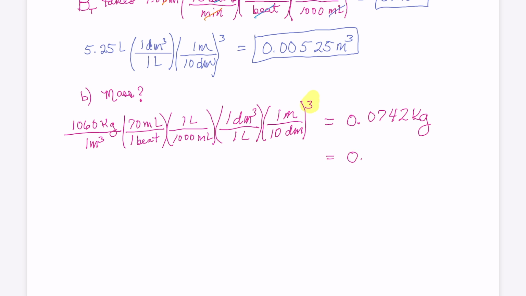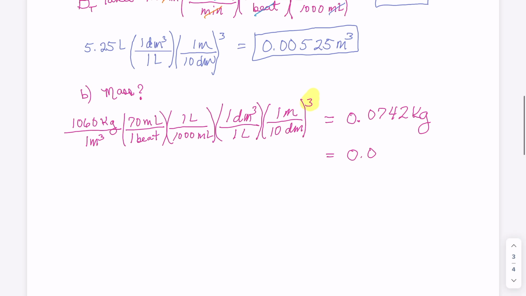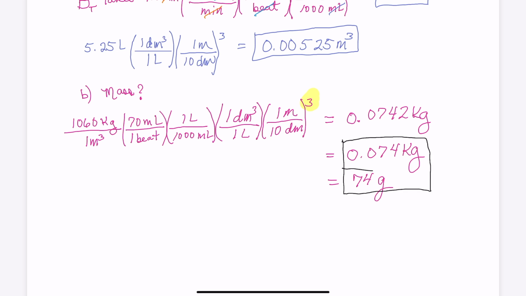And there's my answer. Looking back at my problem, I am only allowed 2 significant figures in my final answer. I'll go ahead and convert those kilograms into grams as well. There you have it. That's my final answer.